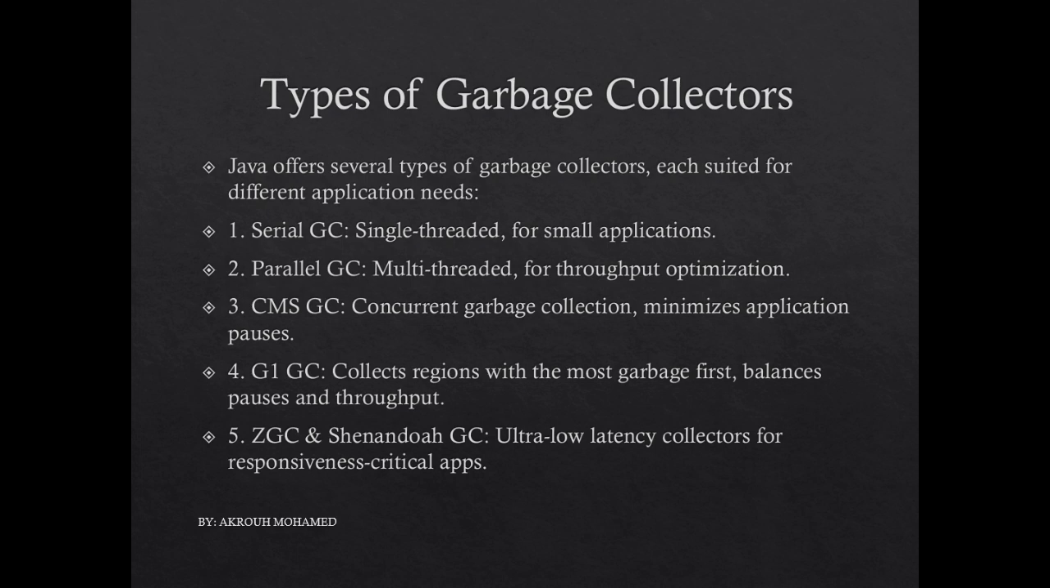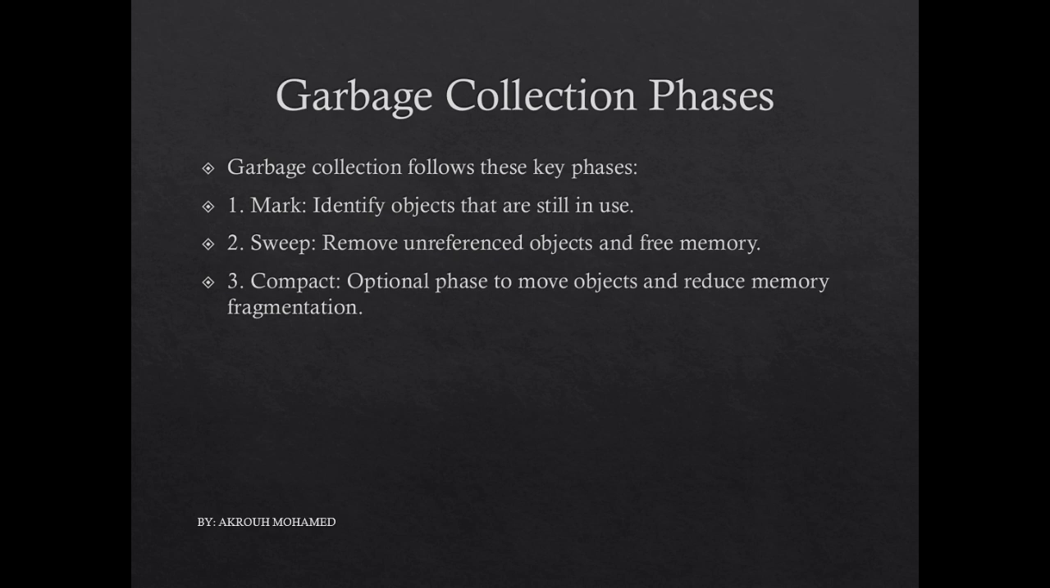Now let's break down the key phases of garbage collection. Mark. In this phase, the garbage collector identifies which objects are still in use and marks them. Sweep. During the sweep phase, objects that are no longer referenced by your application are deleted, freeing up memory. Compact. Not all garbage collectors perform this step, but when they do, it involves moving objects in memory to reduce fragmentation and optimize space utilization.